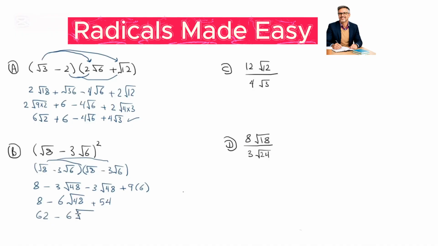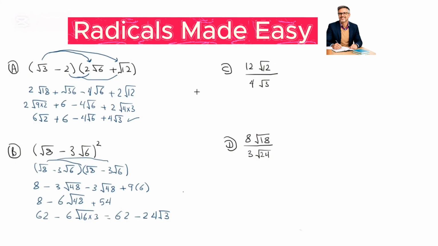We could break this down into the perfect square, 16 times 3. Now we have 62 minus square root of 16 is 4 times 6. That's going to give me 24 root 3. And that's as far as you could go.